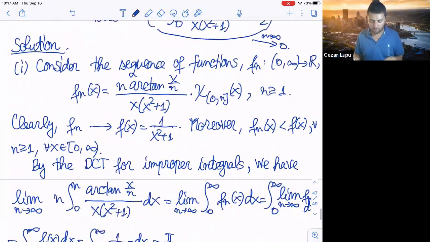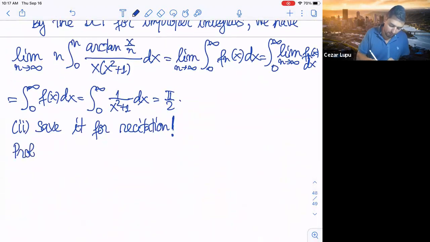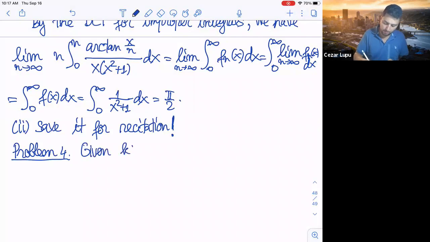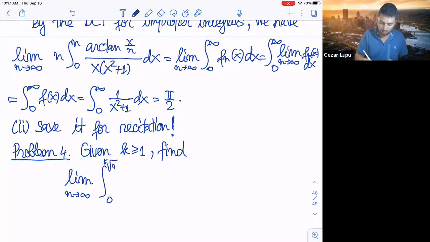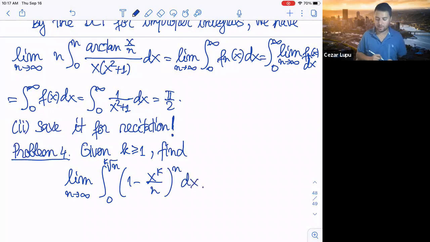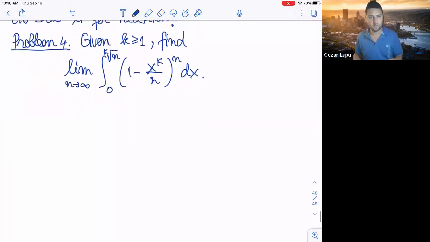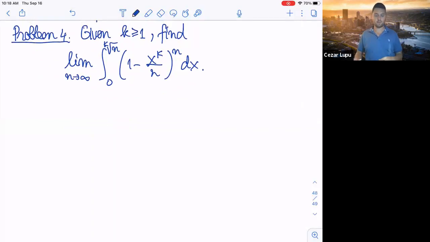And now another problem in the remaining time. So problem 4. It's a very famous problem in Bourbaki's book. Given a non-negative integer k, find the following limit: the limit as n approaches infinity of the integral from 0 to the kth root of n of (1 minus x to the power k over n), everything to the power n, dx. That's a very famous exercise in Bourbaki's book that I would like to do.